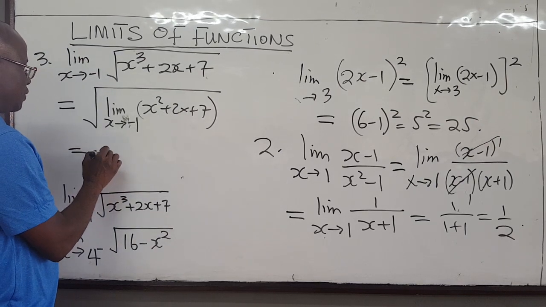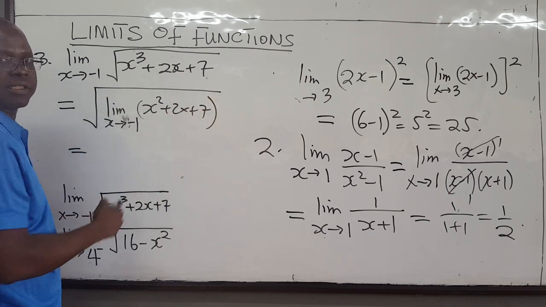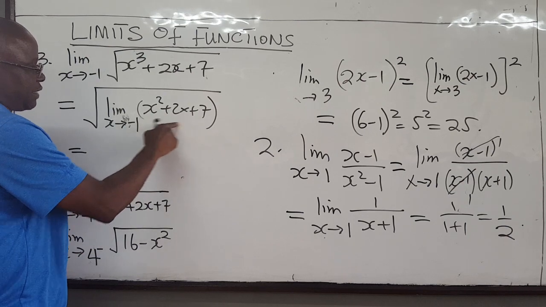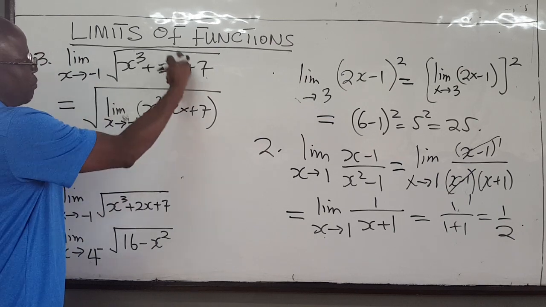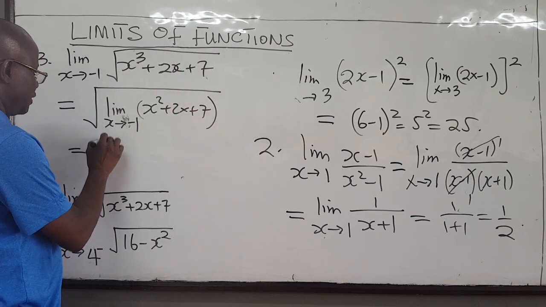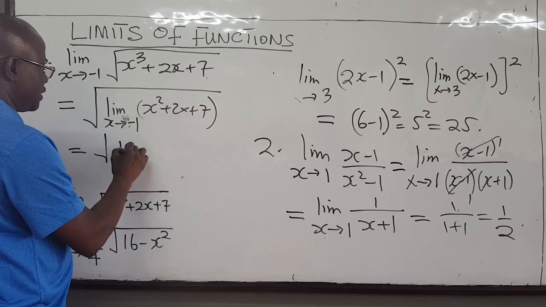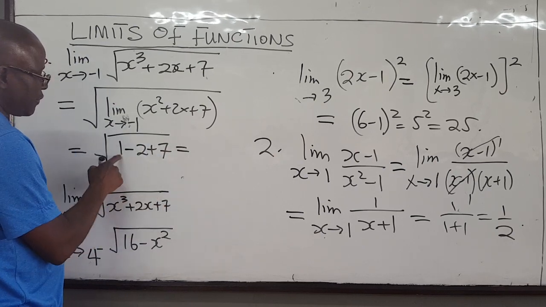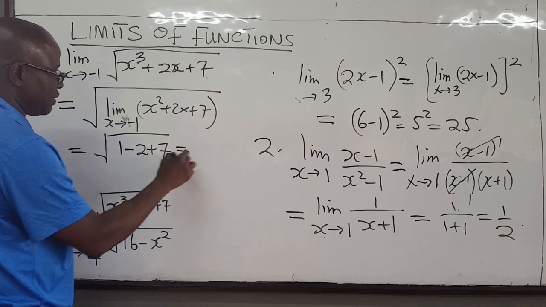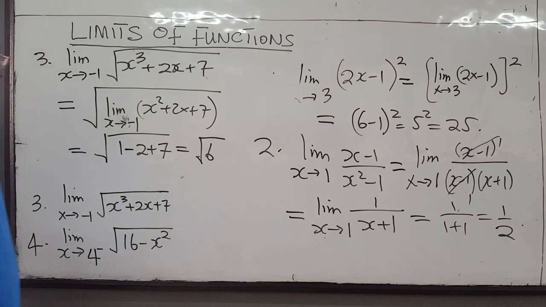This is fine as long as this is not negative, otherwise it will give you complex numbers. So you must ensure that x equals -1 is in the domain of this. It is. So this is the square root of, if I put in -1, squared is 1, -1 times 2 is -2, plus 7. That gives me -1 plus 7, that is 6. So the limit is equal to the square root of 6.